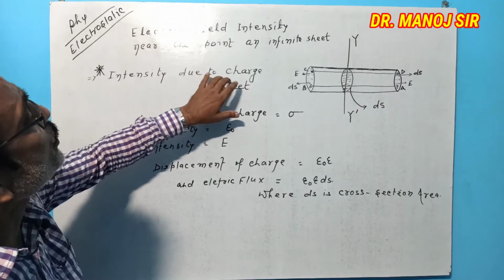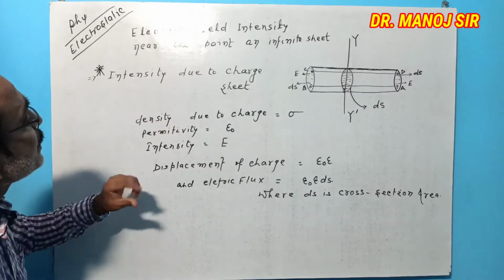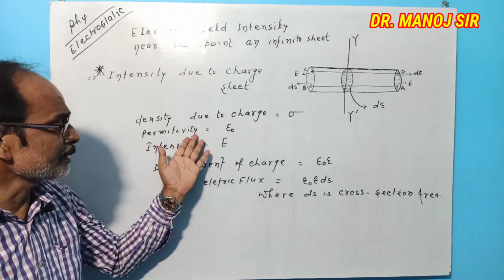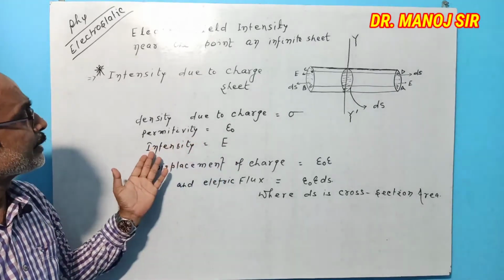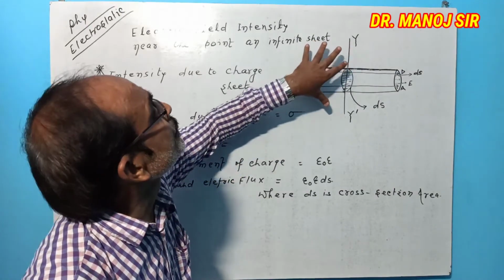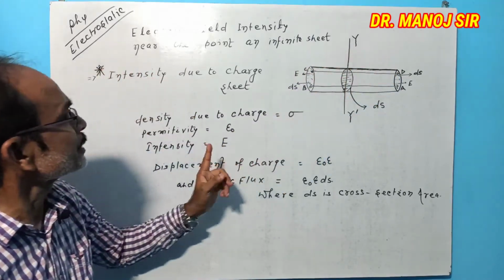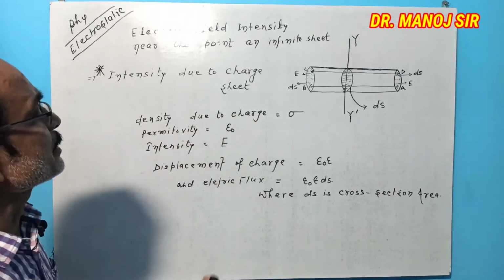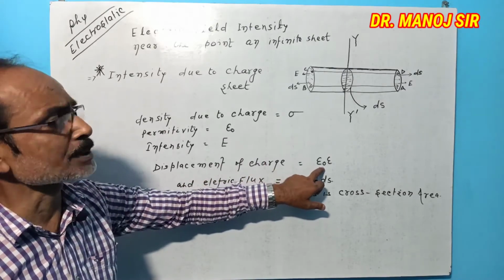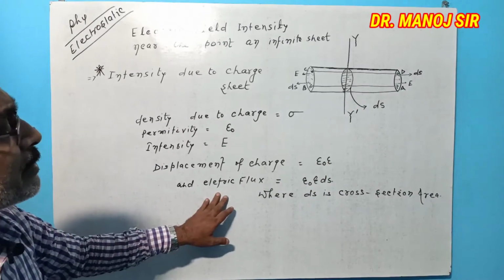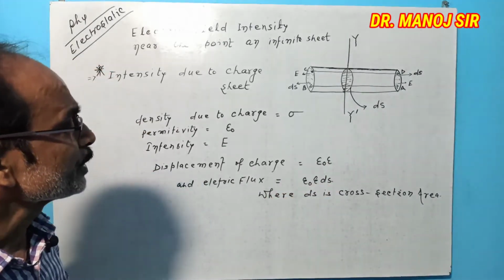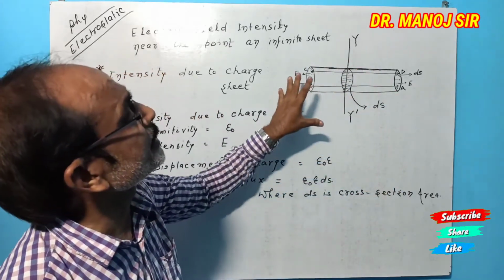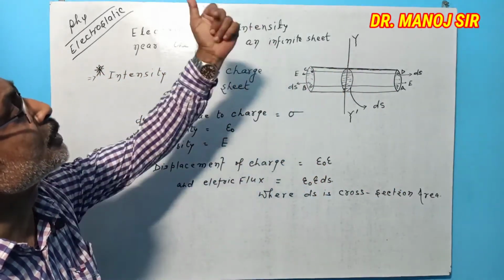Electric intensity due to charge sheet. Consider that the density of the charge is sigma, the permittivity of the medium is epsilon naught, and the intensity due to the sheet's charge is capital E. According to Gauss, the displacement of charge is epsilon naught E, and electric flux is epsilon naught E ds, where ds is the cross section area of the cylinder that is placed vertically to the y-axis.